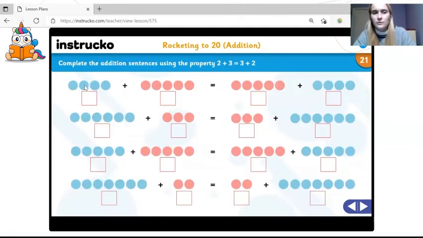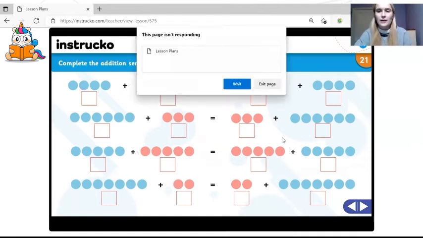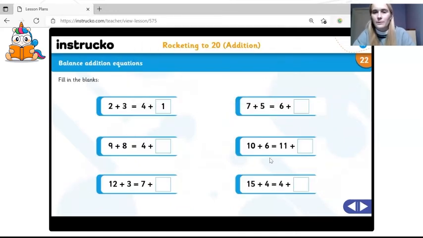activity here is we have to look at the dots and add them up. So we've got 1, 2, 3, 4. Okay, so we've got 4 here, then we've got 5 here, and this is about balancing equations again. So in this activity, you would be balancing the equations. Okay, so here we would continue doing balancing addition. So you basically fill in the missing gaps.